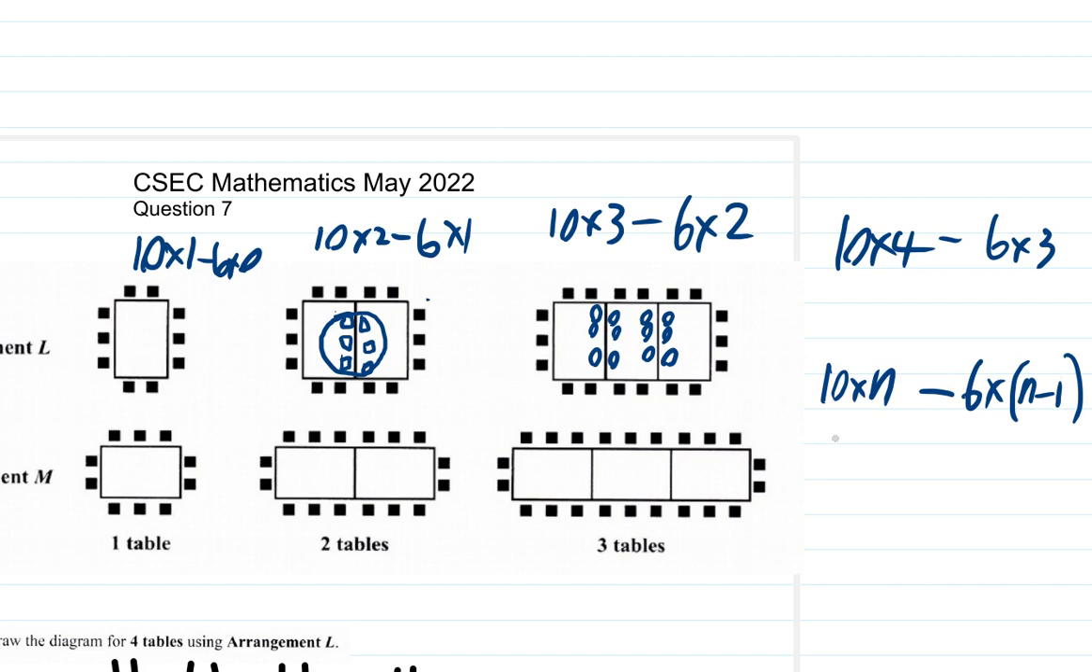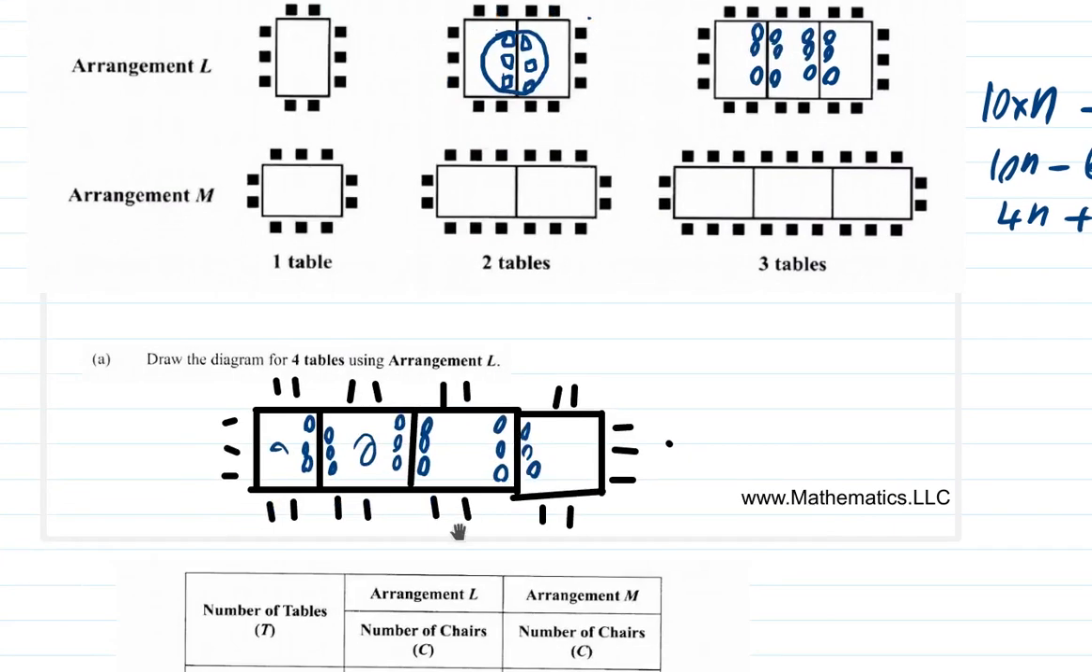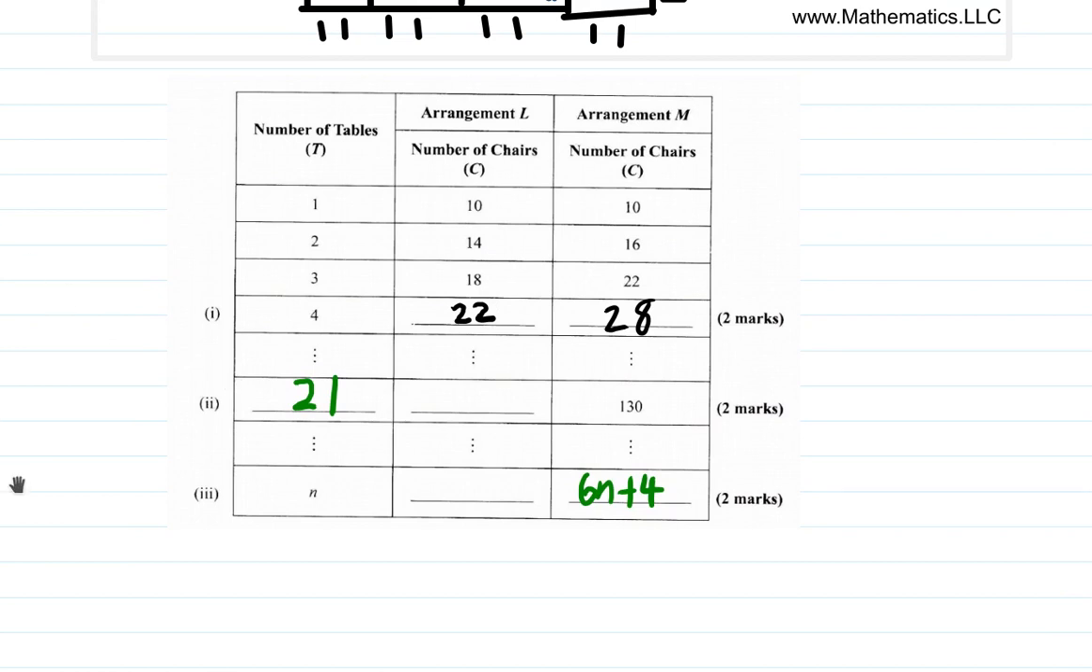So let's put this together. You have 10n minus 6 by n will give you negative 6n. Then negative 6 by negative 1 will give you positive 6. 10n minus 6n is 4n. So it's 4n plus 6. Let's test it. 4n plus 6. 1 table: 4 times 1 is 4 plus 6 is 10. Remember, it's 4n plus 6. Alright. We have it here so far as 4n plus 6. But let's test and verify it before we confirm.